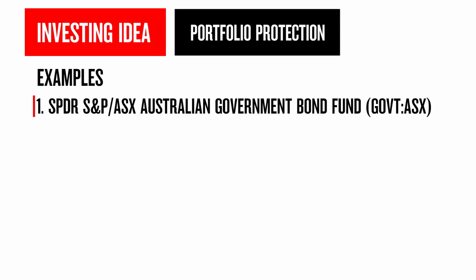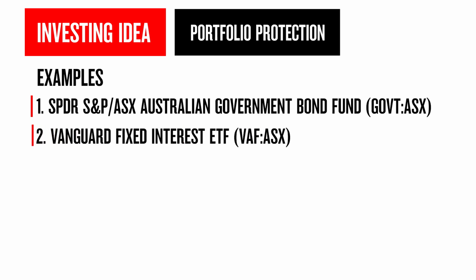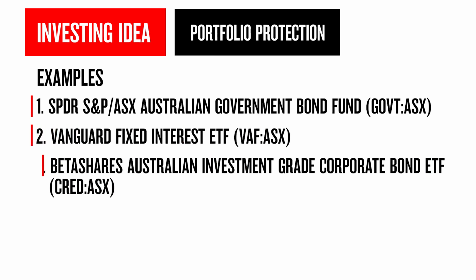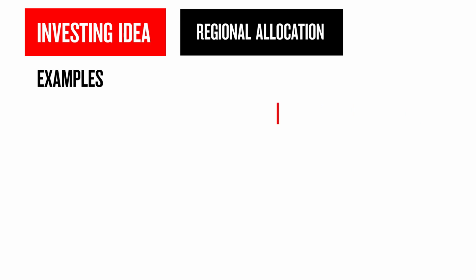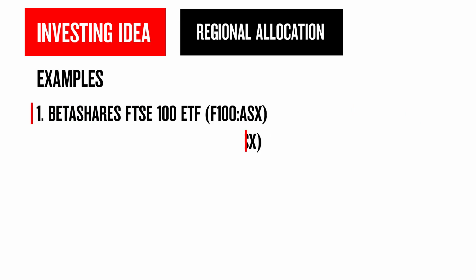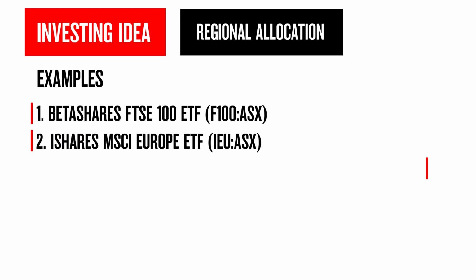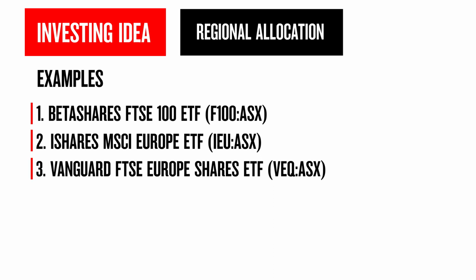The range of exchange-traded fixed income products include government bonds, corporate bonds, floating rate bonds, and also an actively managed hybrid fund. Country and regional exchange-traded funds can also provide opportunities across international markets. If you wanted to invest on a view that the UK or European region was going to strengthen, this is all available on the ASX via a range of exchange-traded funds.